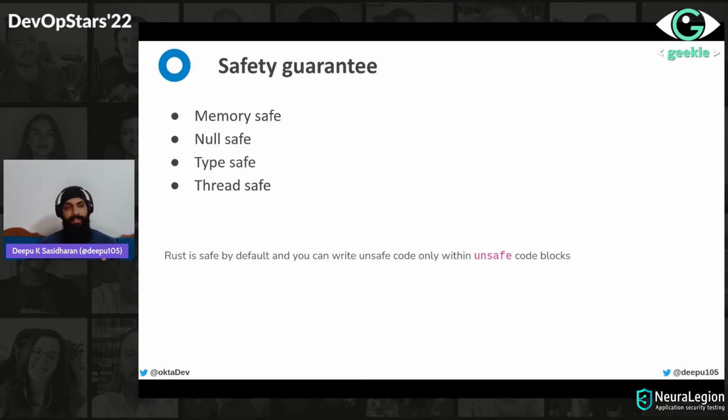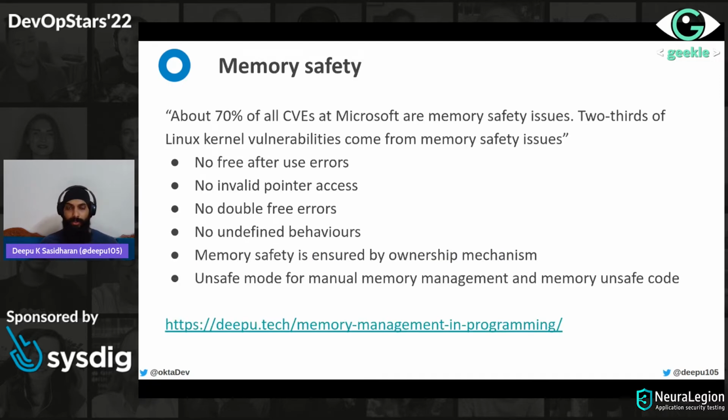So Rust is memory safe, null safe, type safe, and thread safe by design. You would have to go out of your way to break those guarantees using the unsafe keyword. So by default, whatever you write would be safe, and Rust guarantees that. You'd have to really try hard to write unsafe code.